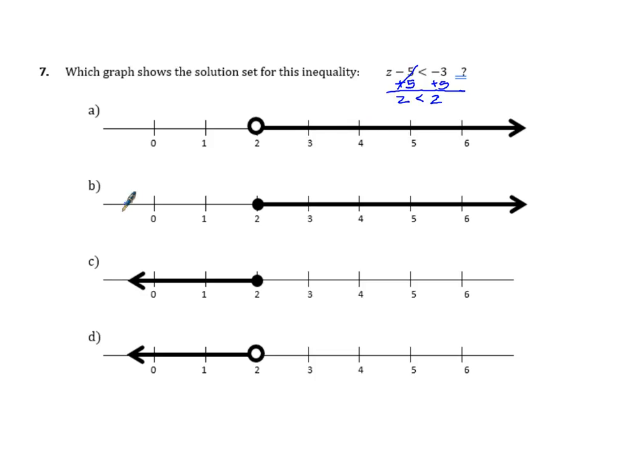So right off the bat, get rid of B and get rid of C. Those are our distracting answers because they have shaded circles. We want open circles because we're dealing with less than. Now if z is less than 2, that means we need to shade to the left here. We're choosing all those numbers that are going to be less than 2 to shade in for z.